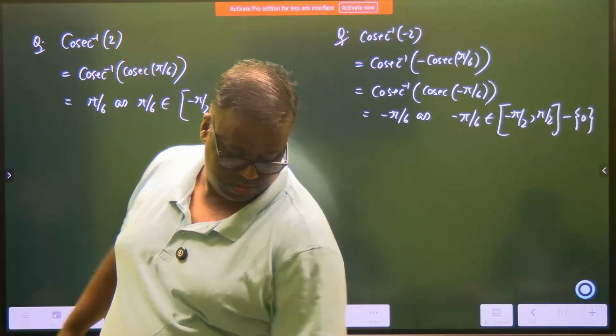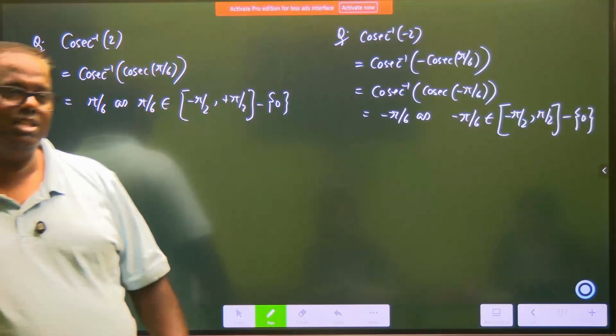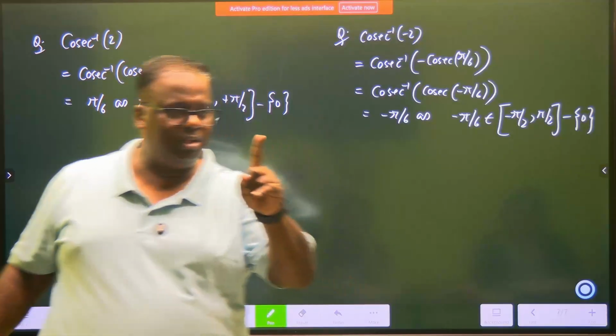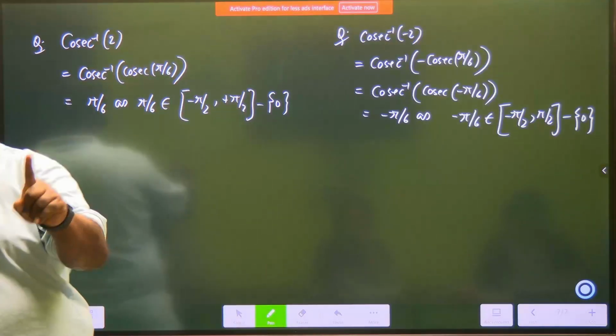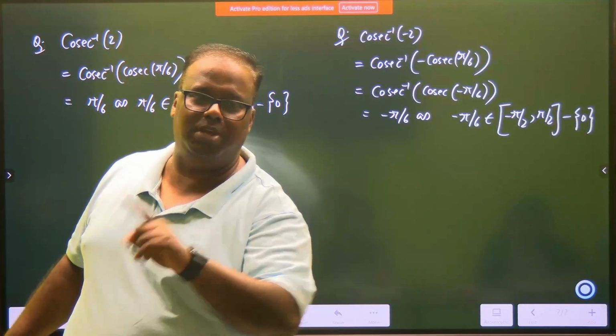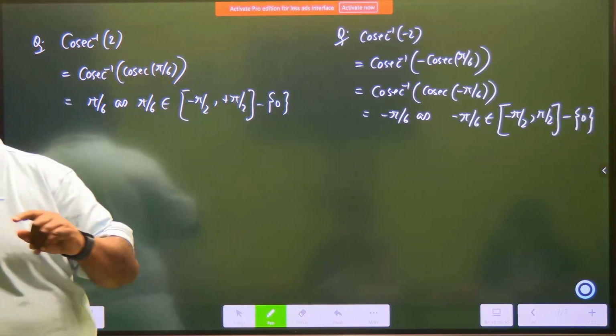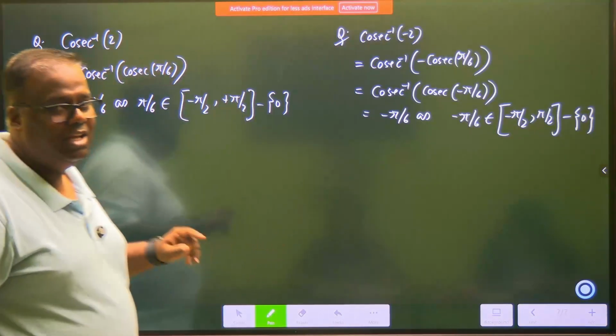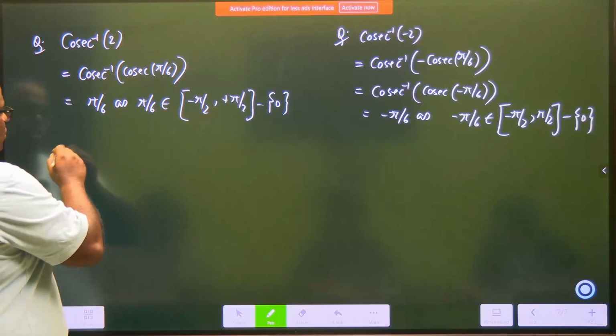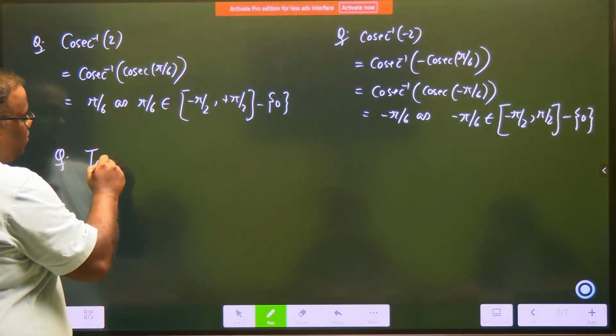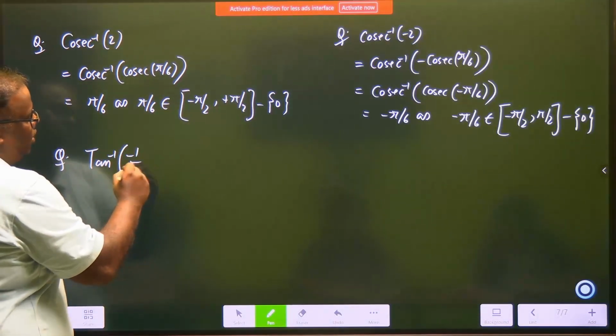Some more. Odd functions are easy. The problem will be only with cos and sec. And what is the formula for cos and sec? Pi minus, pi minus. Okay, let's solve tan inverse negative 1 by root 3.